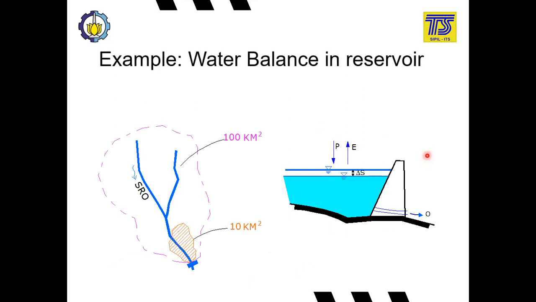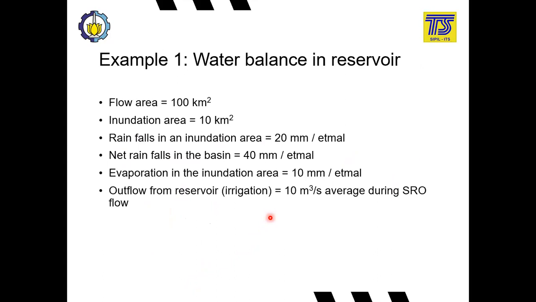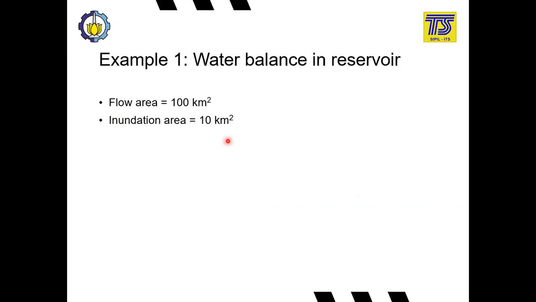This is an example of the calculation of water balance in a reservoir. Here we have an example of a watershed. Here we have a very big watershed of 100 square kilometers, and there is surface runoff going on, and there is this small part of 10 square kilometers, which is the inundation area. So the flow area is the watershed area or catchment area, but the inundation area is the area with the surface water, like here.